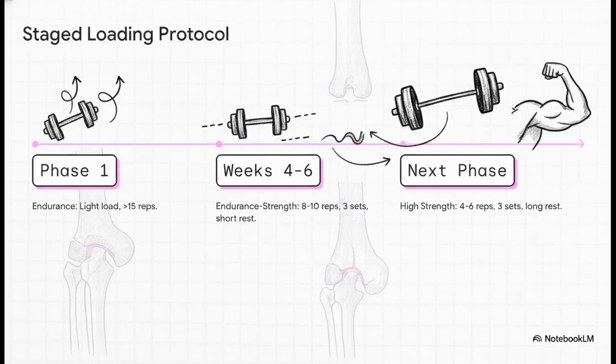Since we are dealing with a degenerative tendon, resistance exercise is the holy grail here. But dosage is everything. You have to progressively overload it. You're going to start them in an endurance phase. Light load, high reps, we're talking more than 15. Then, over a 4 to 6 week window, you transition into an endurance strength phase. Here, you drop the reps to 8 to 10 across 3 sets, keeping rest periods short. Finally, depending on what the patient actually needs to get back to doing, you might push into a high-strength phase. Heavy loads, 4 to 6 reps, 3 sets, with long rest periods in between.